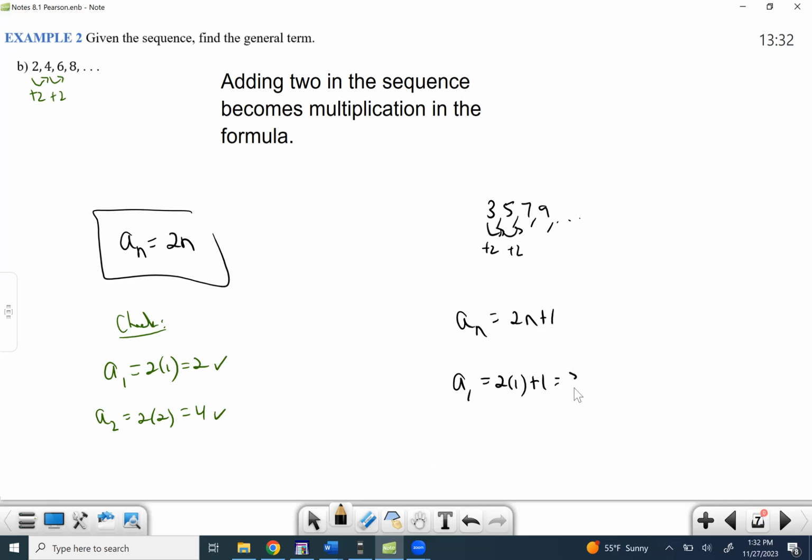Because that will get you 3. For a sub 2, let's try it. If you plug in a 2, we get 4 plus 1, which is 5, and that generated the second term. So I call this the fudge number, okay? You'll always be multiplying by 2, but what that fudge number is going to be is going to change, okay?